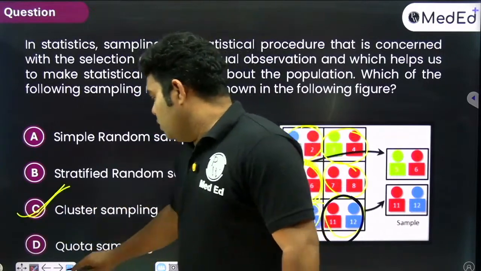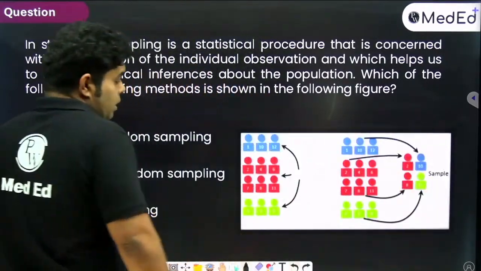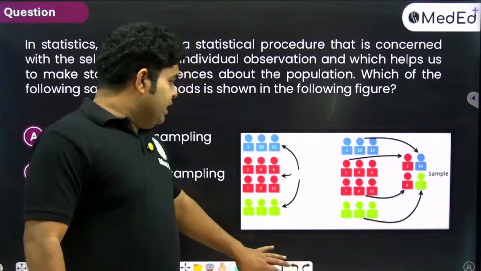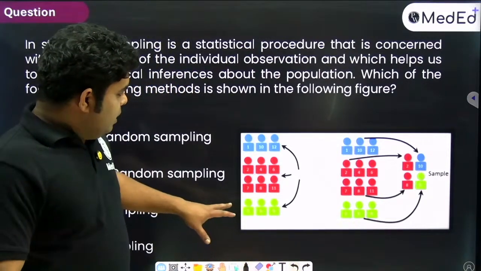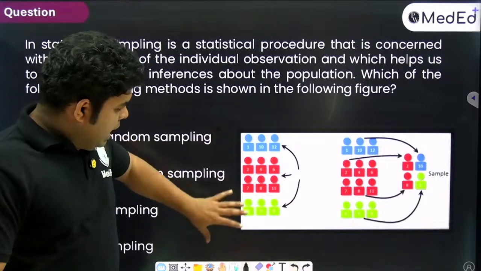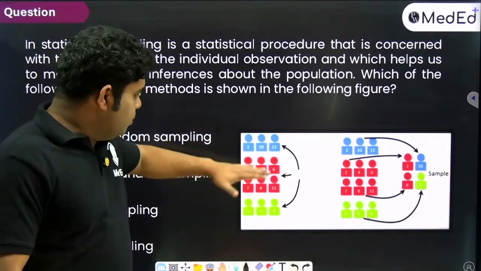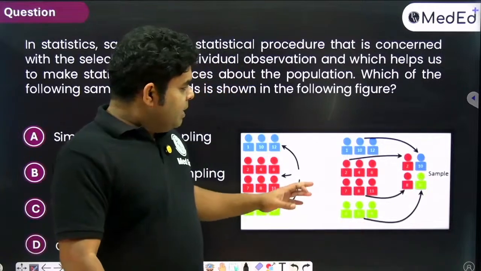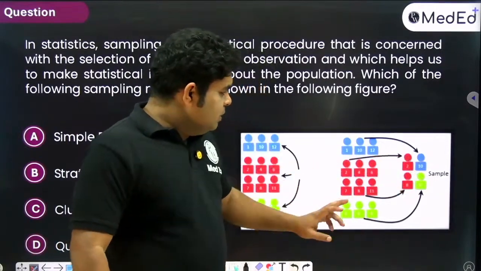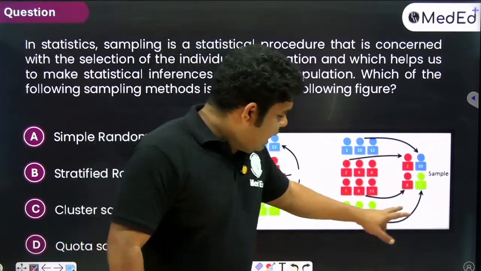Okay. Now, again, one more image they have given. What they are doing here is, this time they have 3 subgroups, and how they are choosing is, they are choosing 1 from above, 2 from the middle, and the last from the last row.